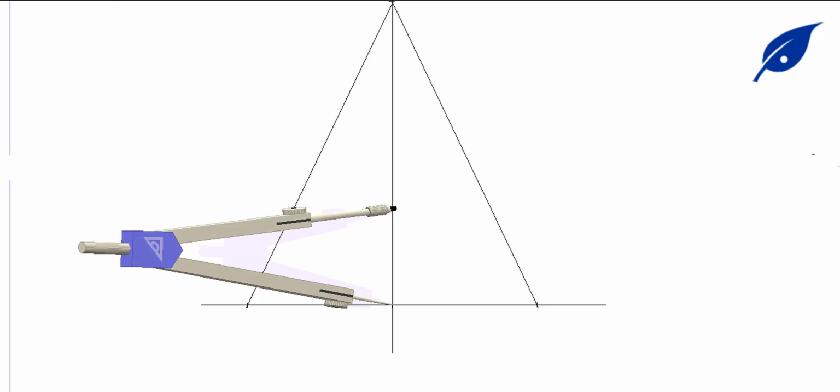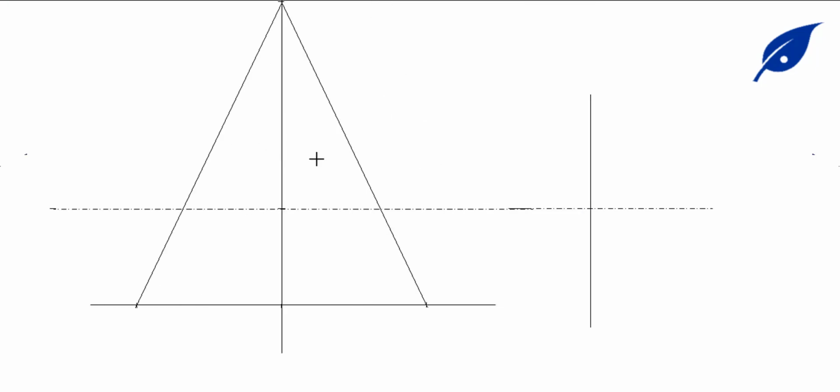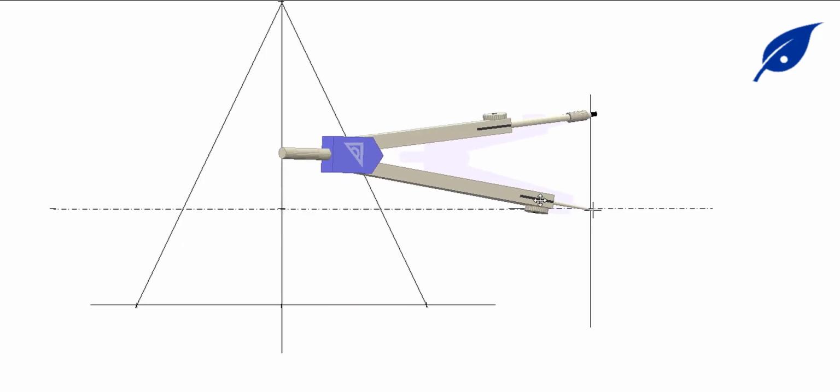So the next thing is to draw the square prism. The height from the midpoint is 40 millimeters, so we'll draw that and we'll have this line. So from here we extend it so that we'll get the outline of the square. So now we have the square this way.